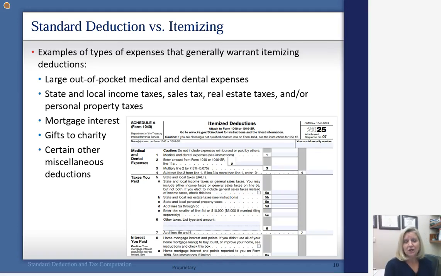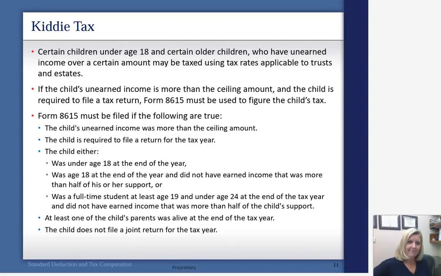So if they have huge out-of-pocket medical and dental expenses, if they have a lot of state and local income taxes and real estate taxes, high mortgage interest, a lot of gifts to charity, then they may qualify to itemize. But it does always make sense to do a quick add up of those numbers before you even start the return, because if it doesn't amount to the standard deduction or close, we shouldn't be taking the time to enter those because it's not necessary.